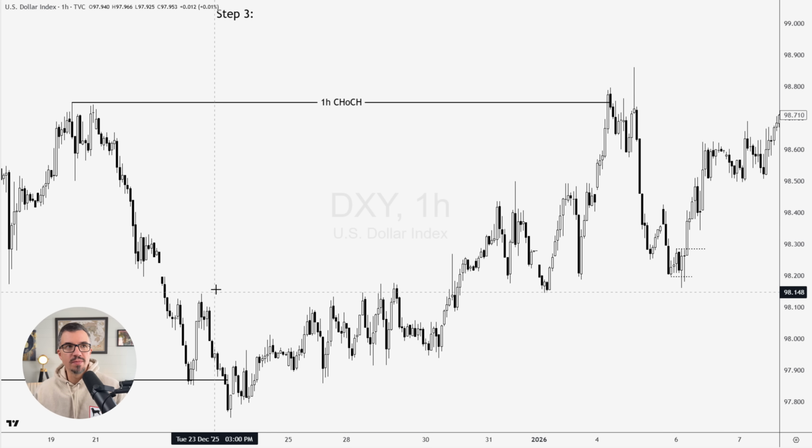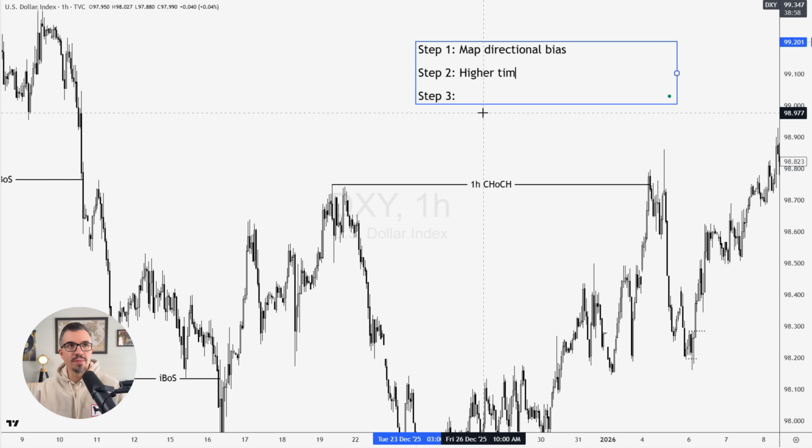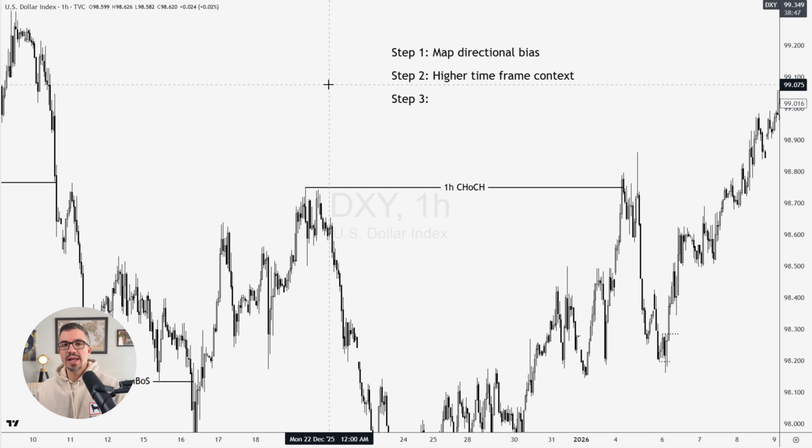We're outlining first directional bias. Okay, so step one, directional bias. Step two is going to be higher time frame context. Now I'm not going to say high time frame context. I'm going to say higher time frame context. And it's very slight, but what I mean by that is that you don't necessarily have to go to a daily or weekly time frame. All this has to be is higher than the time frame where you're looking for the shift.